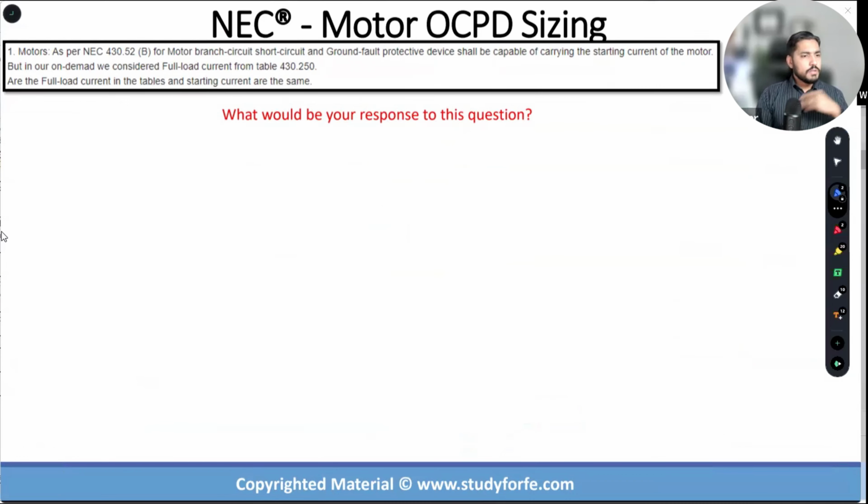So there was another part. The second part of this question dealt with transformers, which I'm gonna bring up shortly. So this is a deep question, very similar to what you were just alluding to, Jose. Motors. As per NEC 430.52(B), for motor branch circuit, and essentially the student copy pasted this particular rule.